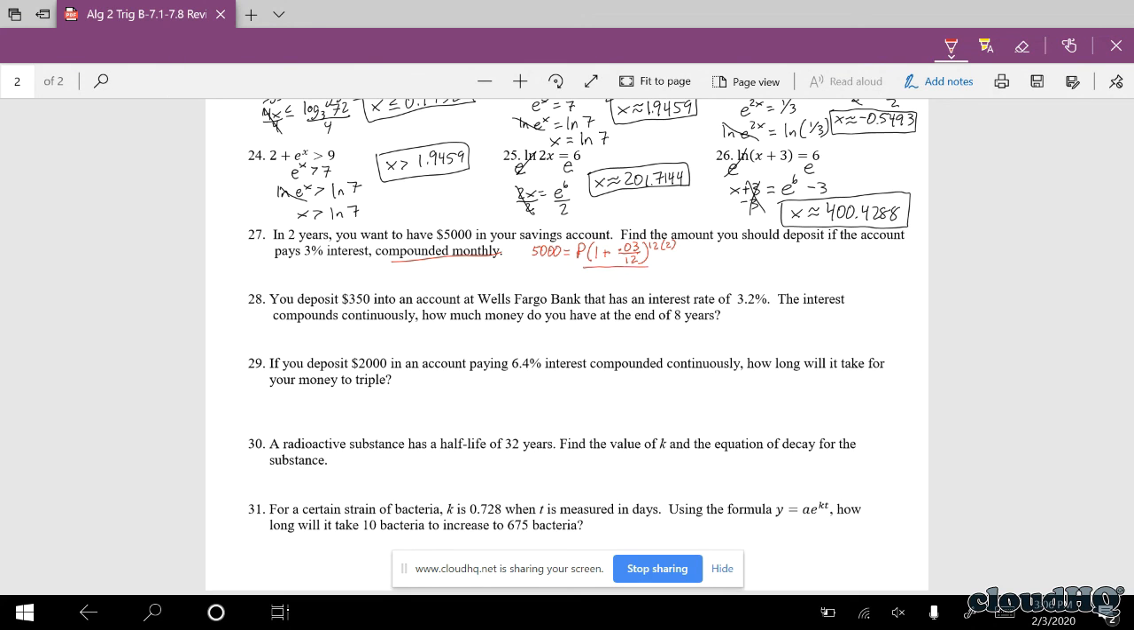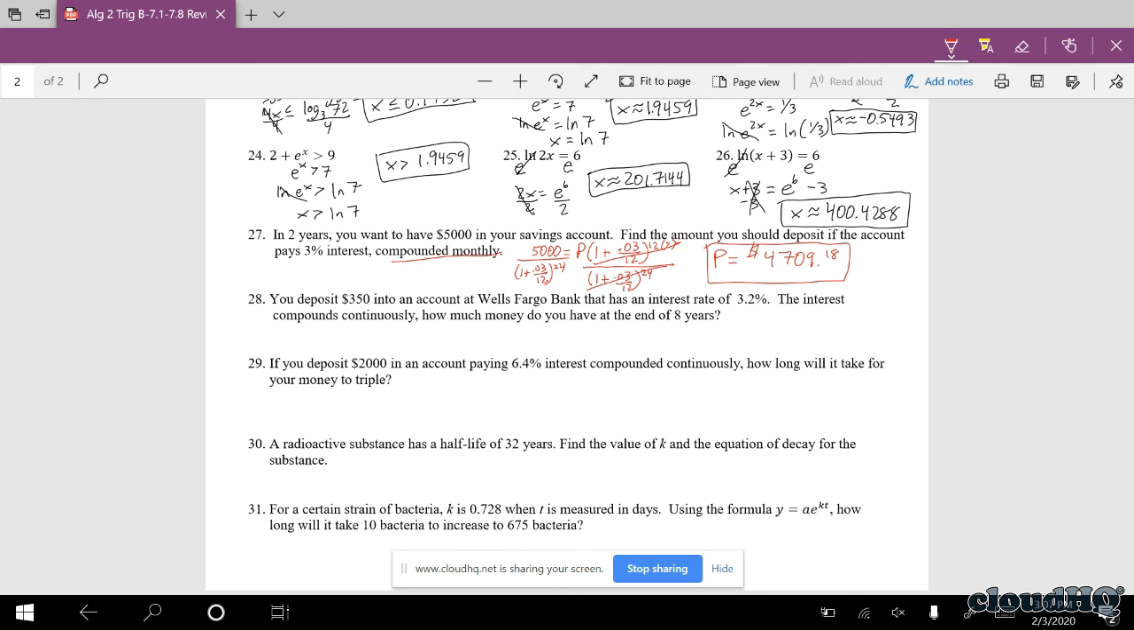So looks like I need to divide both sides by 1 plus 0.03 divided by 12 to the power of 24. And P will equal that. Make sure you're careful with parentheses on the calculator. But we see that we should deposit $4,709.18 in order for us to have $5,000 in 2 years.